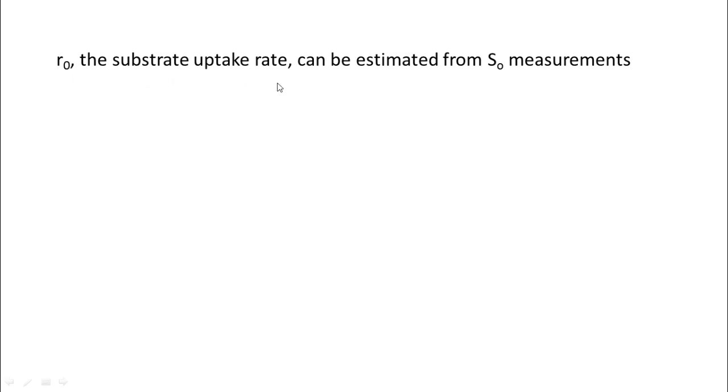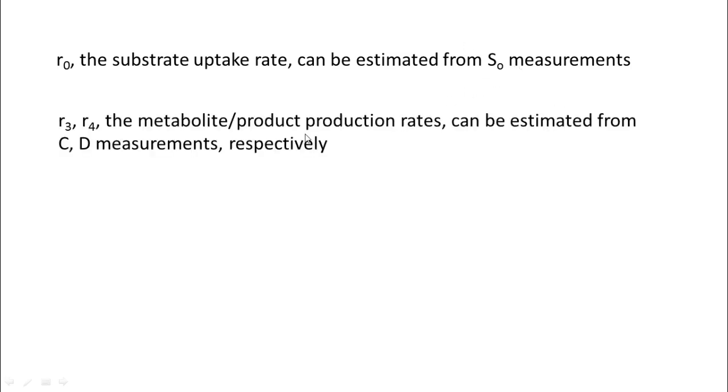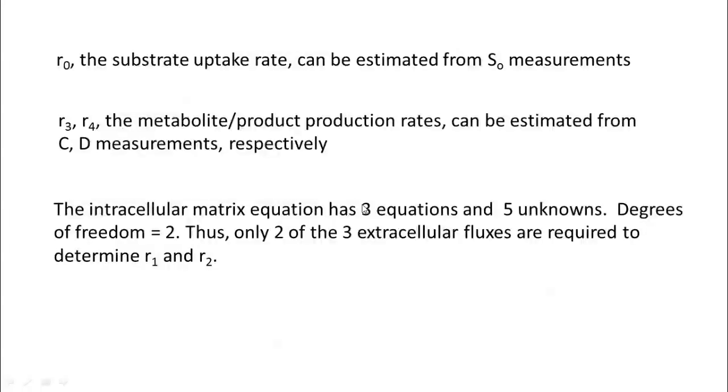R0, the substrate uptake rate, can be estimated from S0 measurements. That directly gives you R0. R3 and R4, the metabolite or product formation rates, can be estimated from C and D measurements respectively.